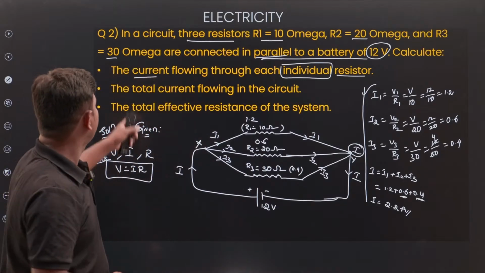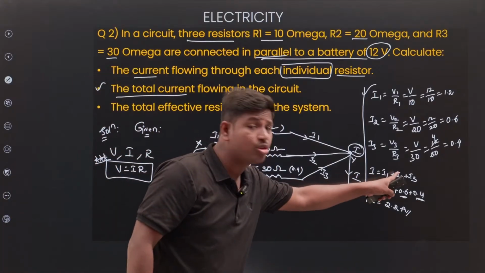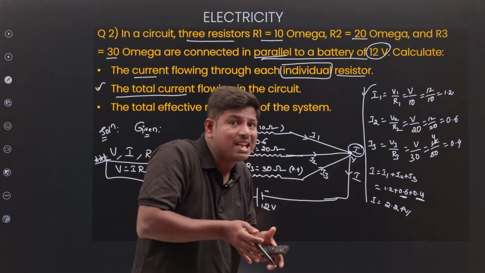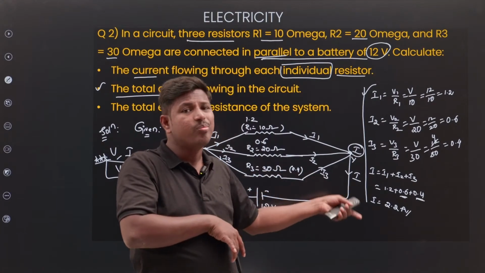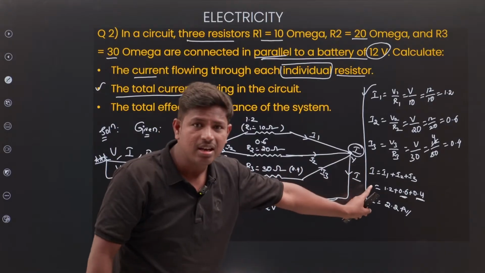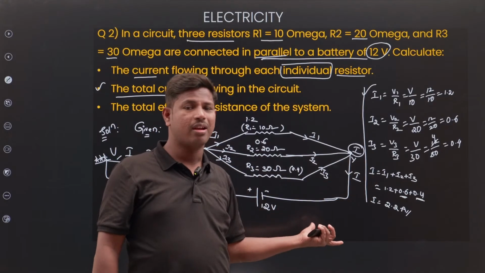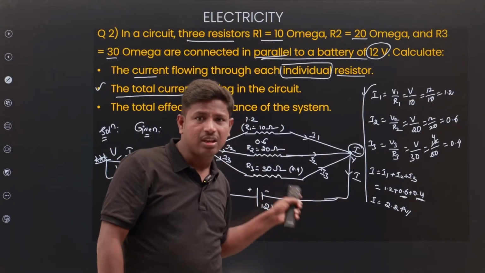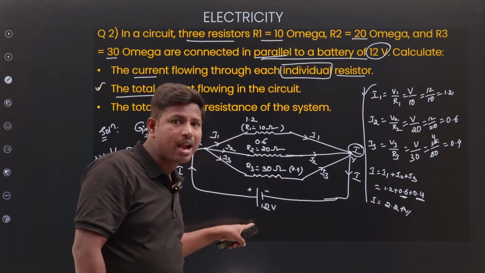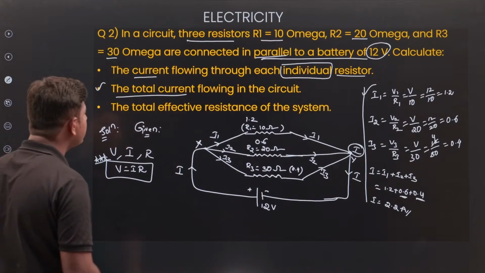Okay. Next, total current also we done. Total current I is equal to I1 plus I2 plus I3. In the circuit, how much current is present? It means summation of all these three. I1 is 1.2, I2 0.6, I3 0.4. Then adding all, total current in the circuit by the 12 volts battery is how much? 2.2 amperes.